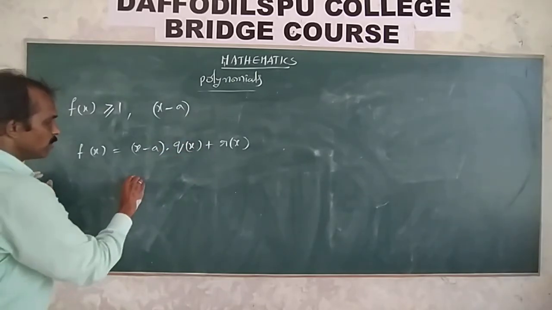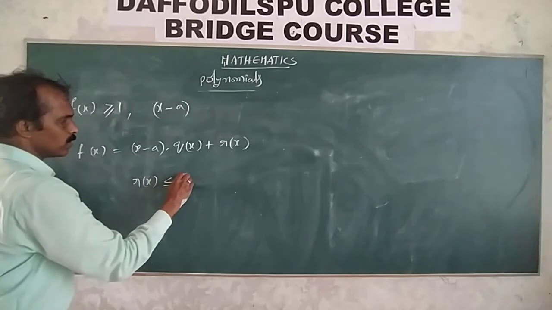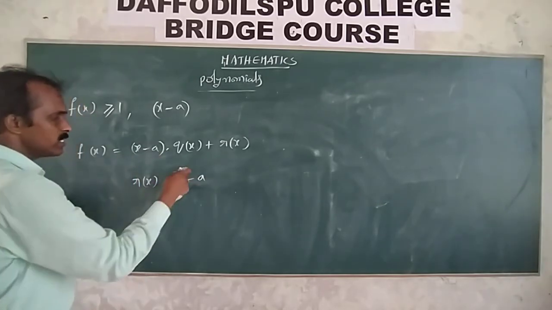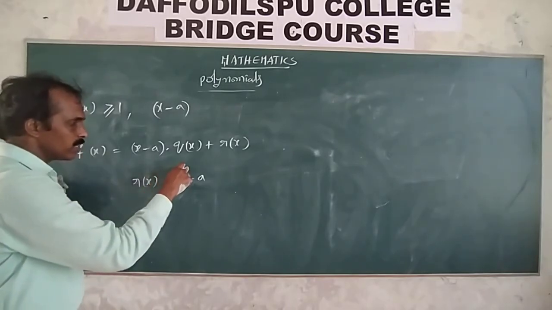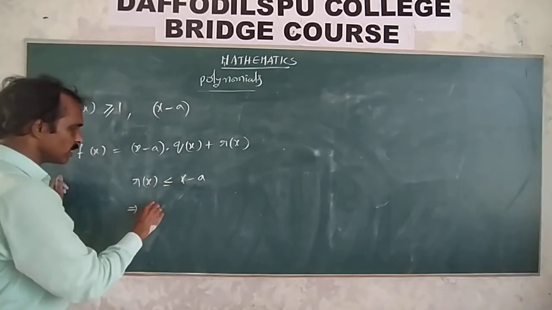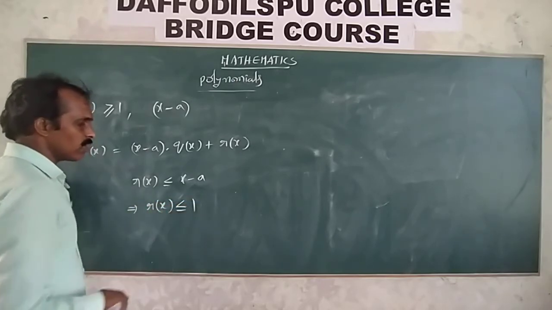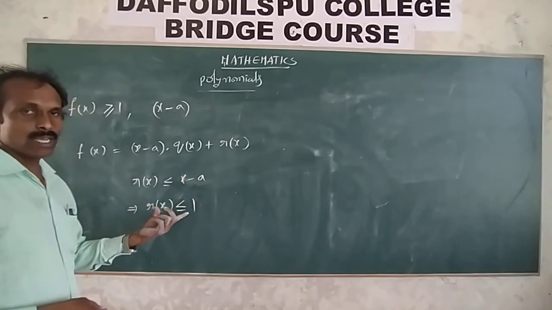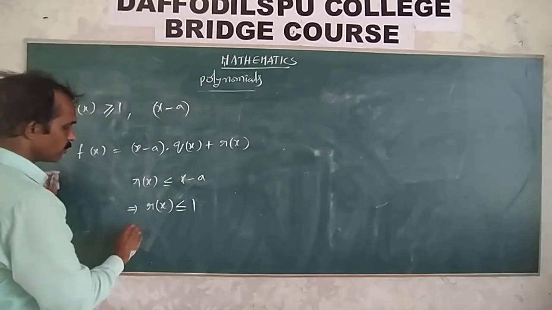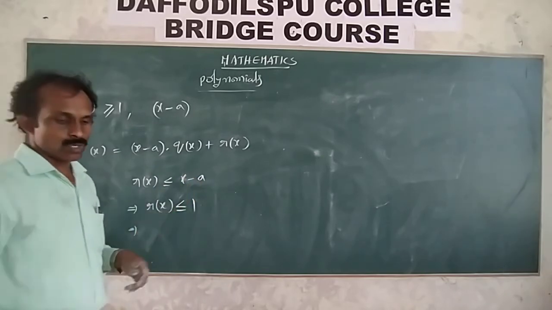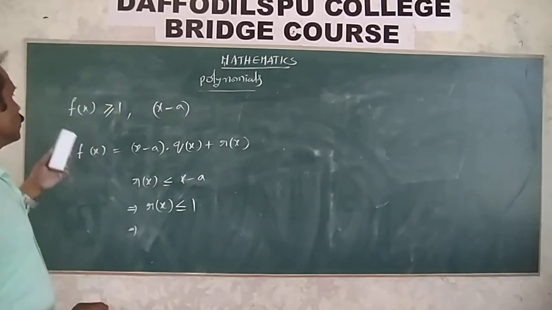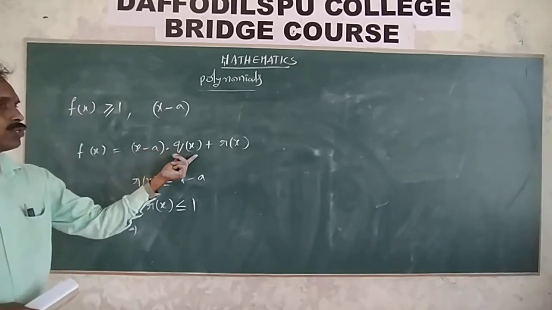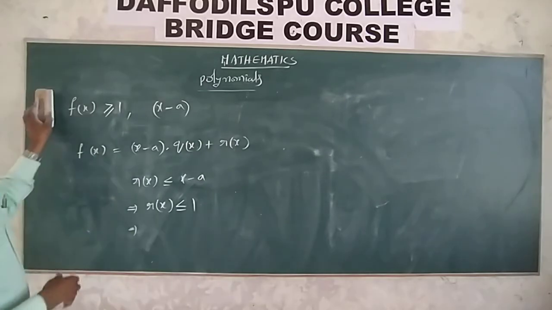What is the condition? The degree of the remainder is always less than the degree of the divisor. The divisor is here x minus a, which is x to the power 1, so its degree is 1. Therefore the degree of r of x must be less than 1, that implies r of x has degree 0, a constant. Right. This is the dividend is equal to divisor into quotient plus r of x.